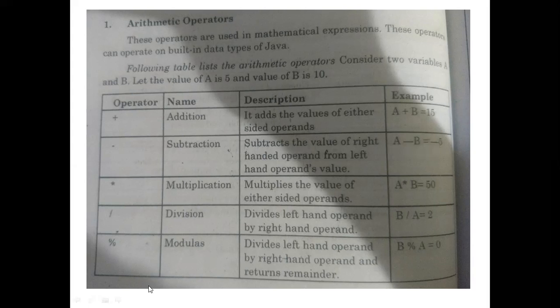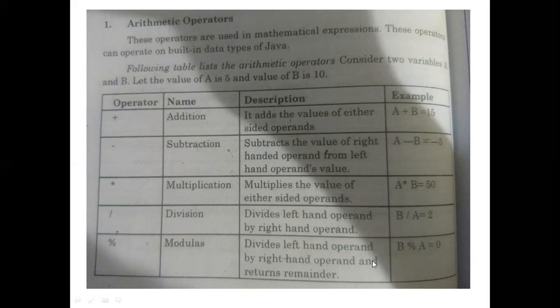Next one is multiplication. Multiplies the value of either side operand. A into b equal to 50. Value of a is 5, value of b is 10. A multiply b equal to 50. Next is division. Divide left-hand operand by right-hand operand. b by a equal to 2.